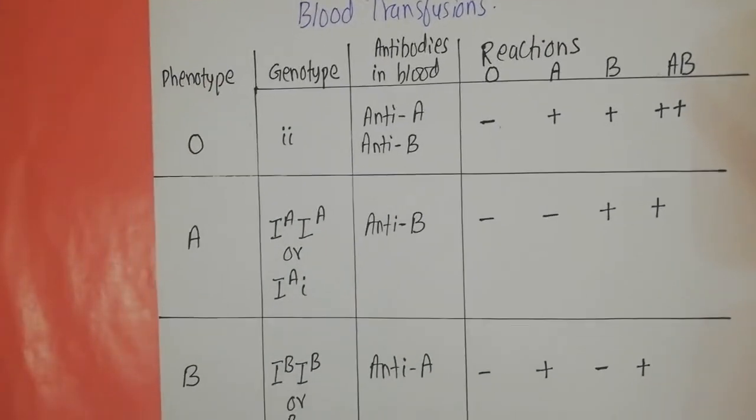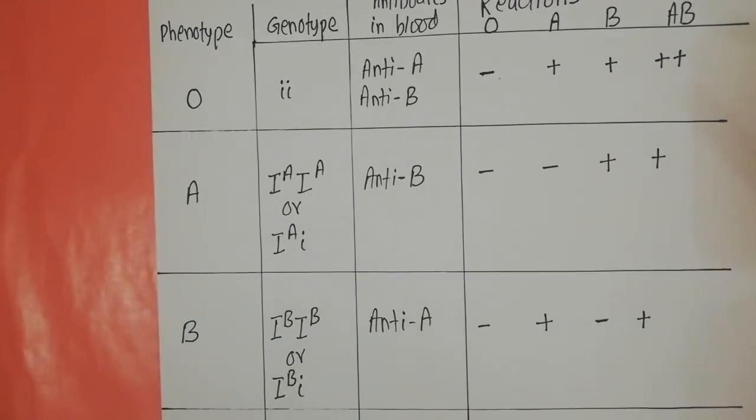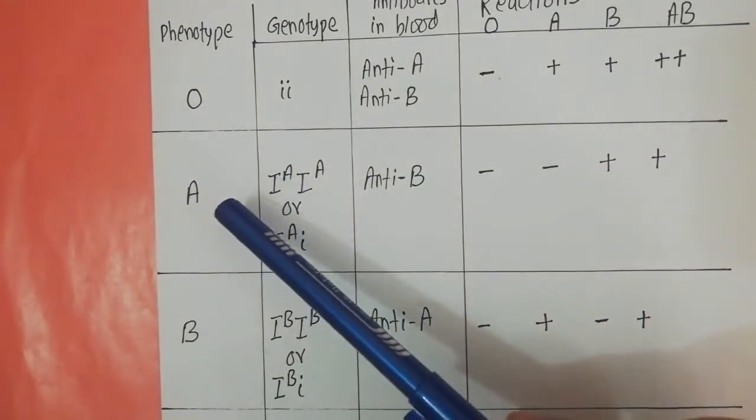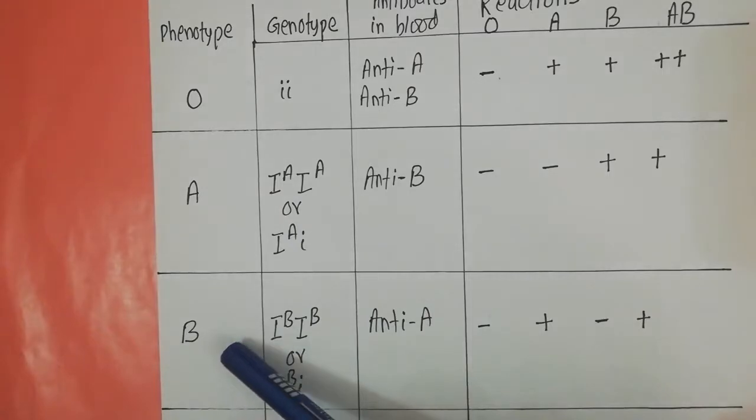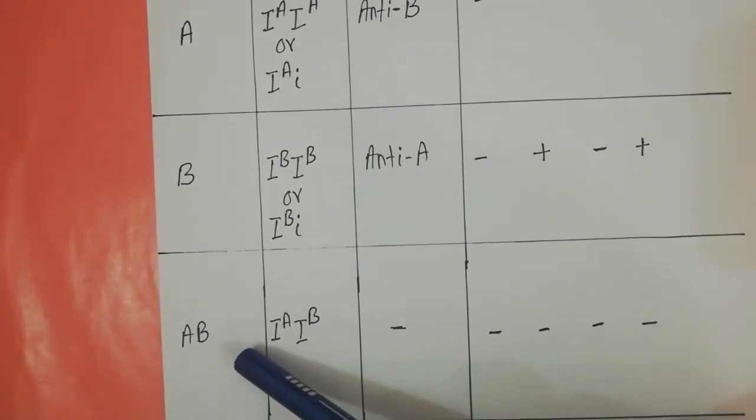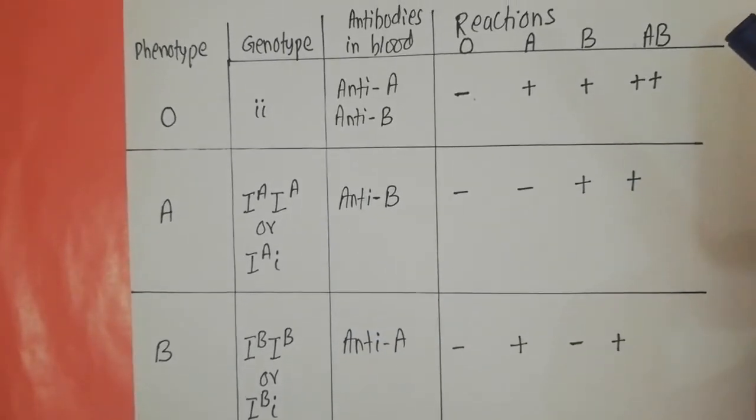In the last video I told you that when you talk about the ABO blood type, you have four different phenotypes. You can have the O type of blood, the A type, the B type, or the AB type. So there are four different phenotypes when you talk about the ABO blood type.